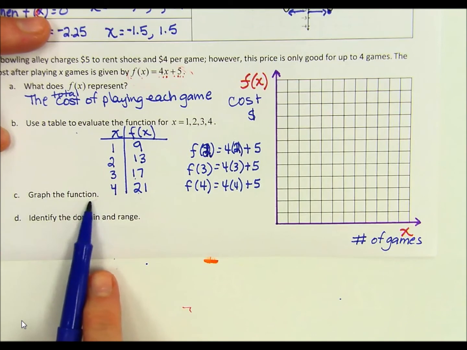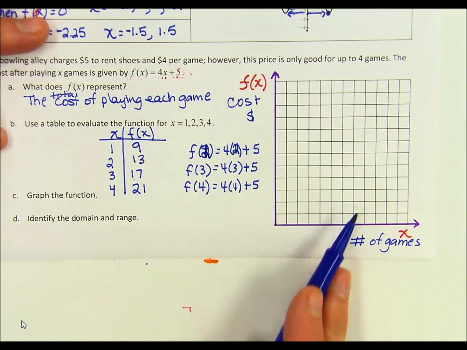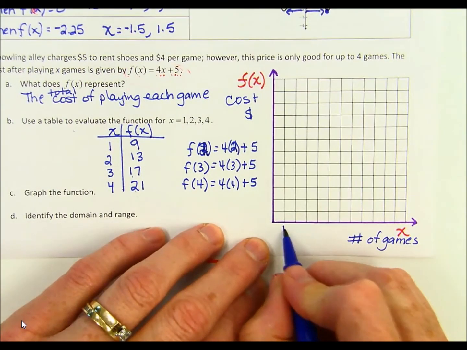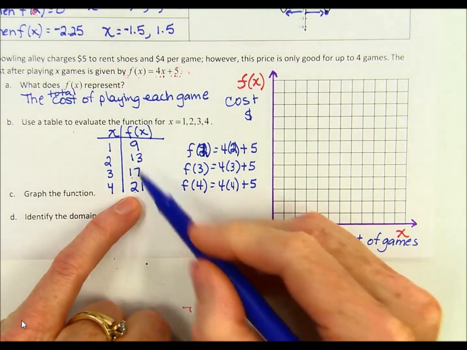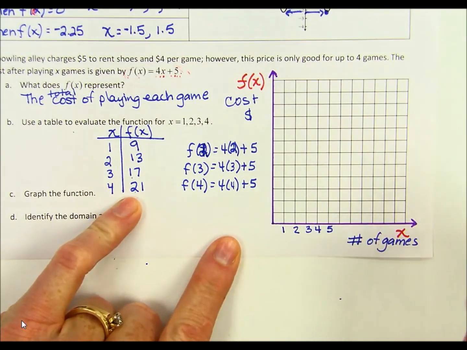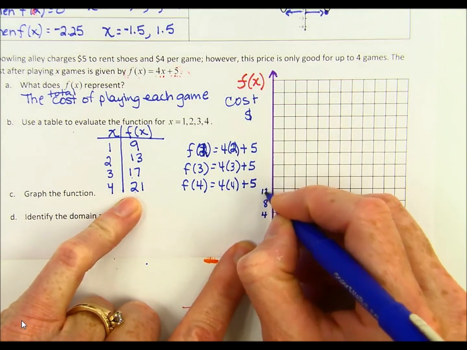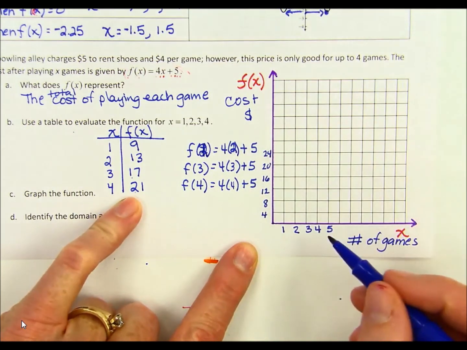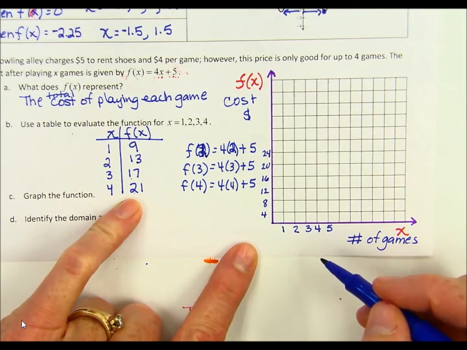Part C says to graph the function. Now, we always want to label the x and y axis. We've already done that. So now we need to come up with a scale. So the number of games, we are going to stick with 1. Now, over here we have 9 to 21, so I think it would be very practical to go by 4s. So 4, 8, 12, 16, 20, 24. Now you can make that scale anything. It's just 4s will get us a pretty good picture.